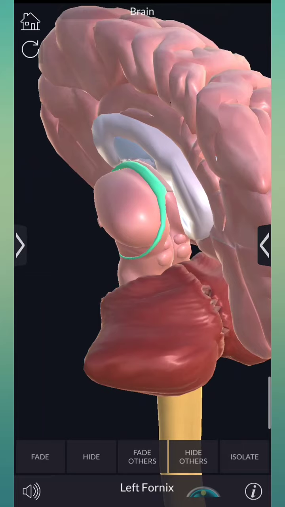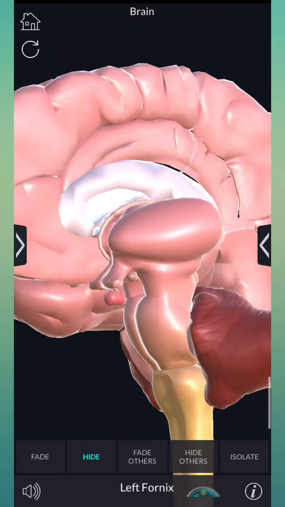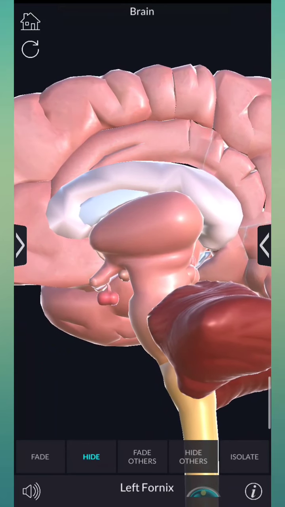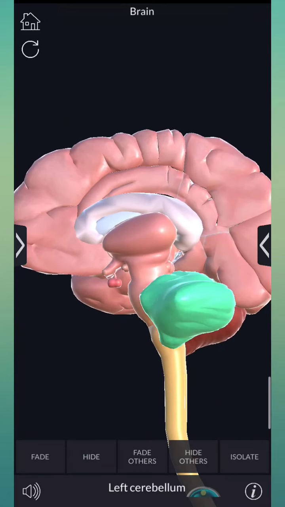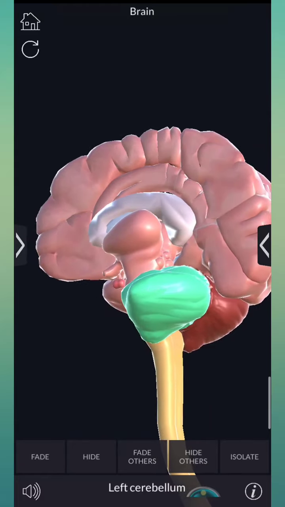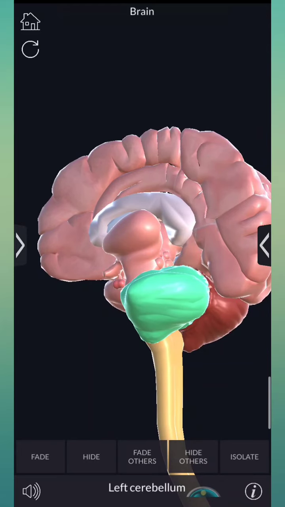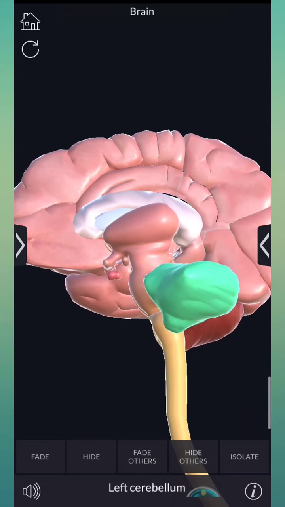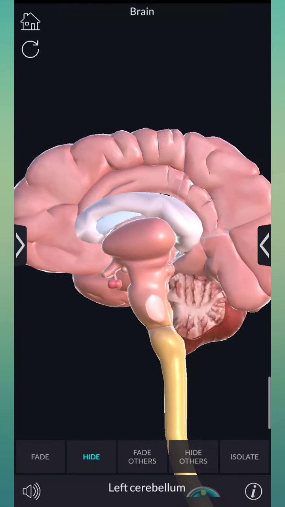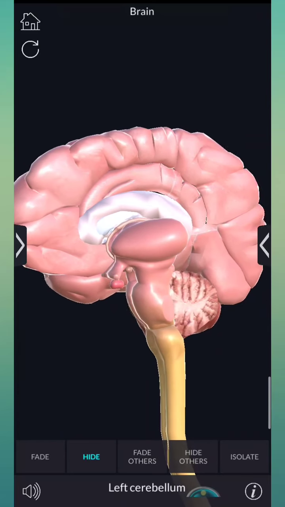So we can hide this part, and you can see here it is part of the cerebellum. So cerebellum is responsible for motor learning, sense of body positioning, balance and equilibrium, fine movement, and coordination. You can say this part is a little brain. So you can hide this part after explaining.